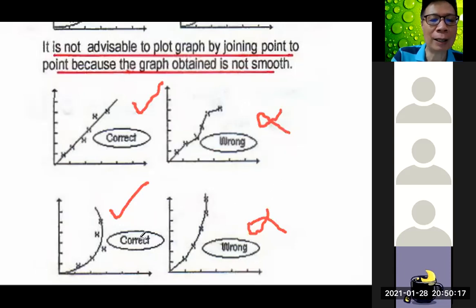And this one is also the same. This one is balanced. What about this one? Why is this one wrong? In fact, the line passes through all the points. Why is it wrong? Why is this wrong?